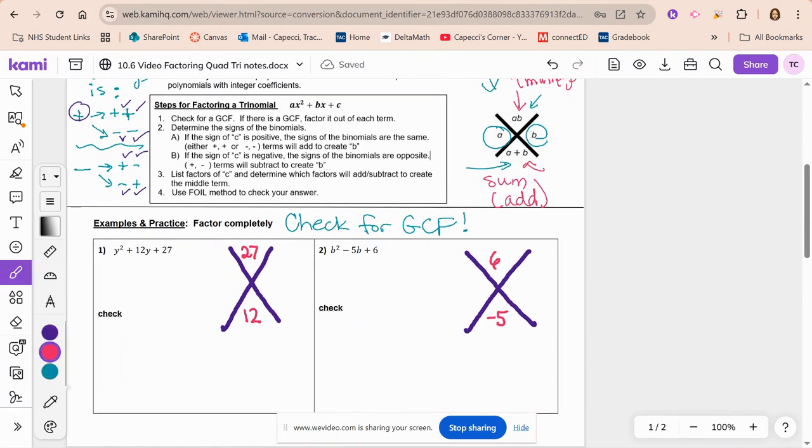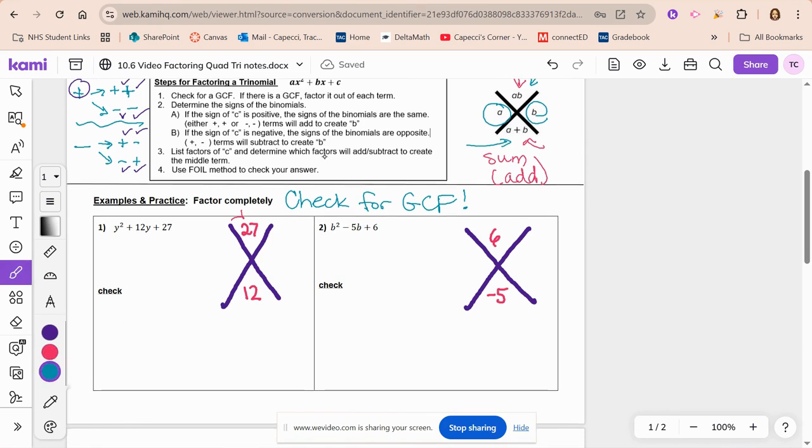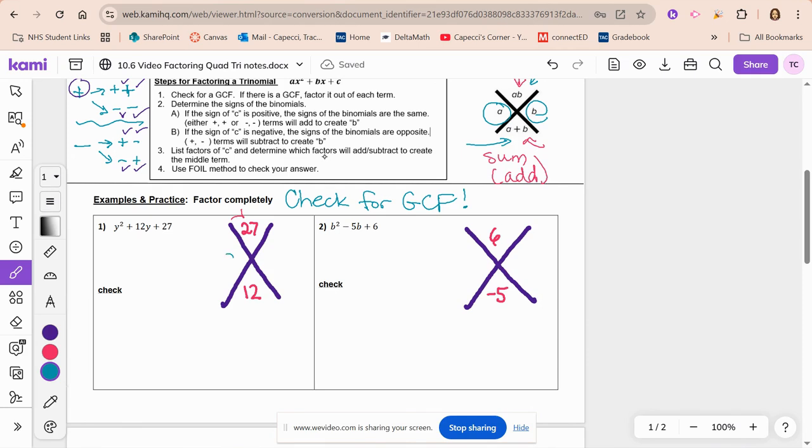All right, so let's take a look at number 1. The last number is the number we're trying to find products of. So we're trying to find factors of 27 that multiply, and this 12 is where our sum is going to be. What numbers multiply to get 27 and add to get 12? In this case, it's going to be 9 and 3. 9 times 3 gives us 27, and 9 plus 3 gives us 12.